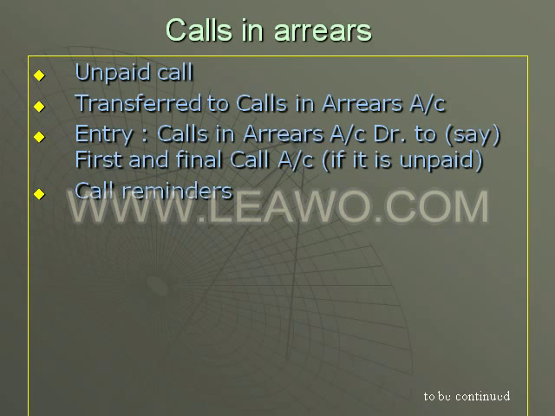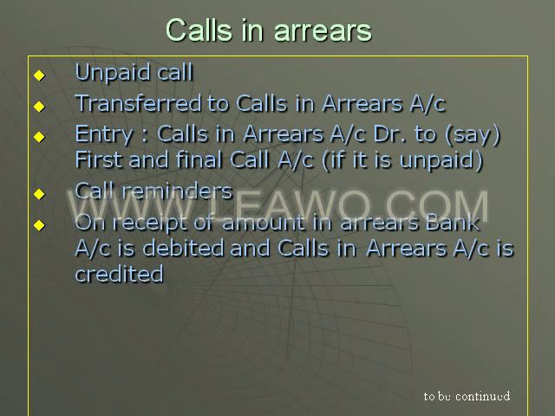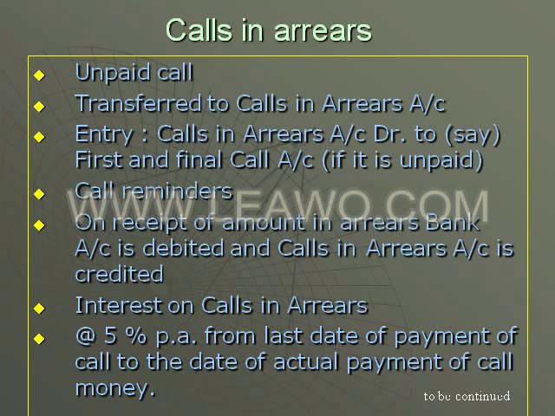The company sends call reminders to the shareholders reminding them that they have to pay that amount to the company. In response to the call reminders, some shareholders may pay this amount at a later date. On receipt of the amount, bank account is debited and calls in arrears account is credited. The company is allowed to charge interest on calls in arrears. Unless given otherwise in the articles of association of the company, the rate of interest on calls in arrears is 5% per annum, and it is calculated from the last date of payment of call to the date of actual payment of call money.